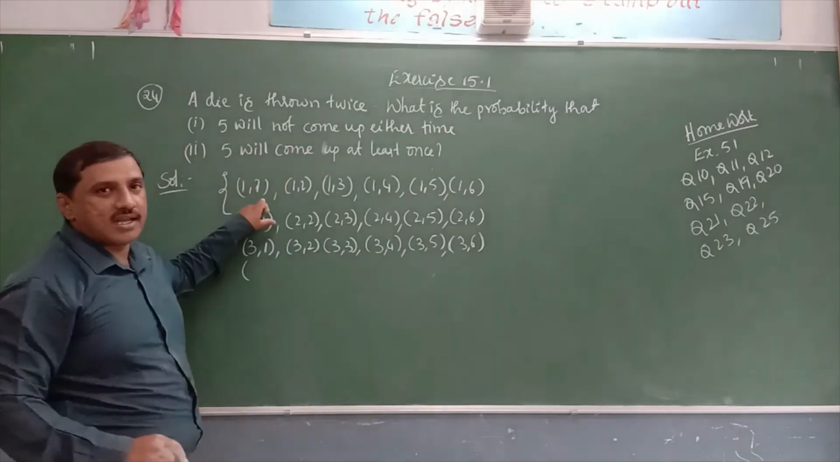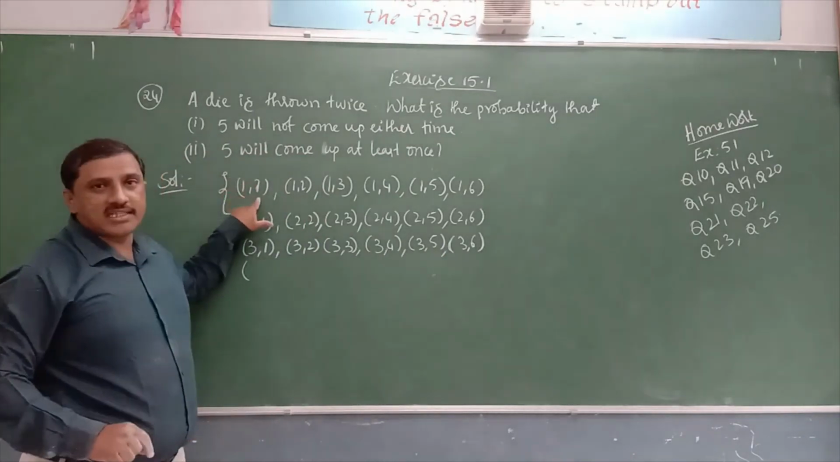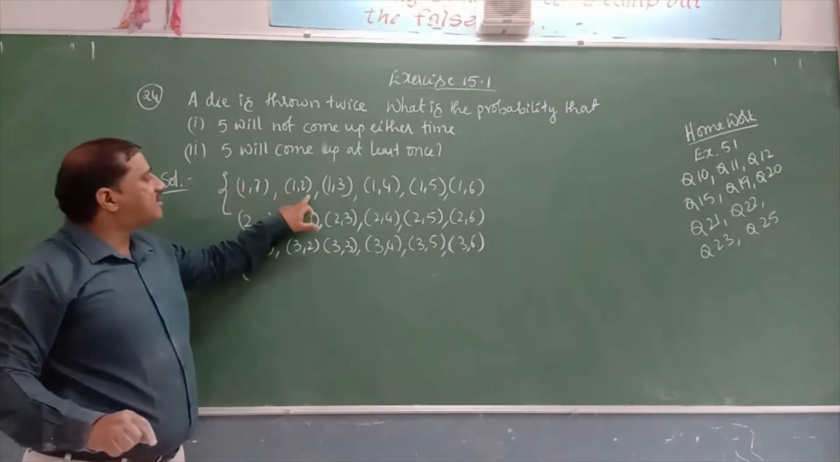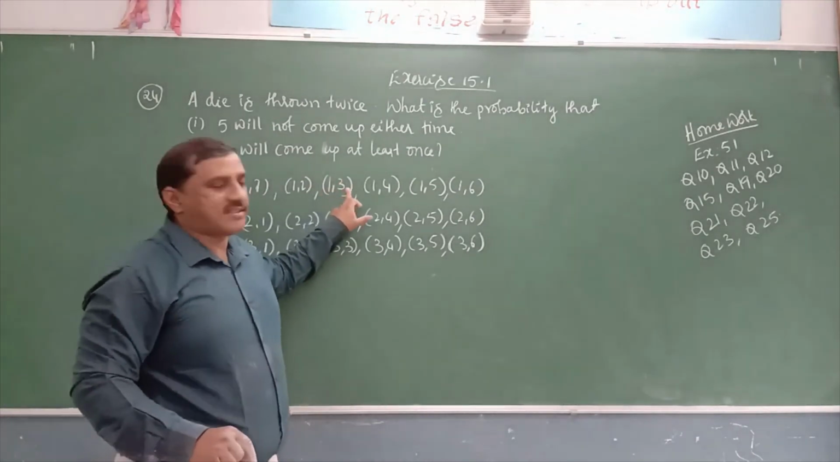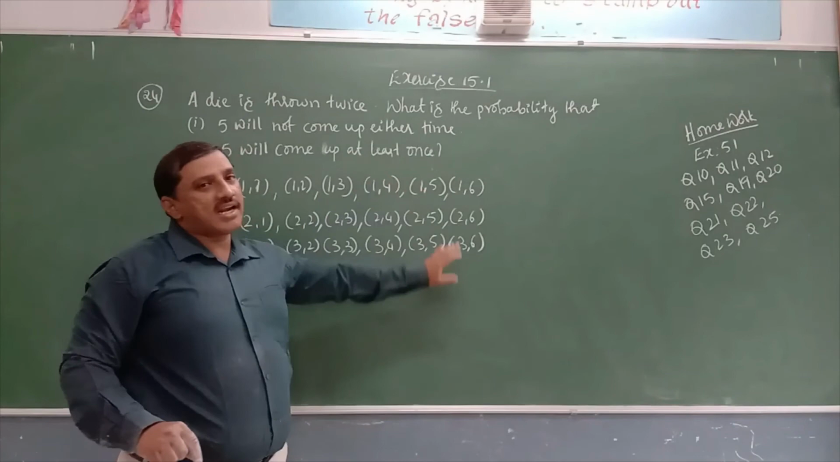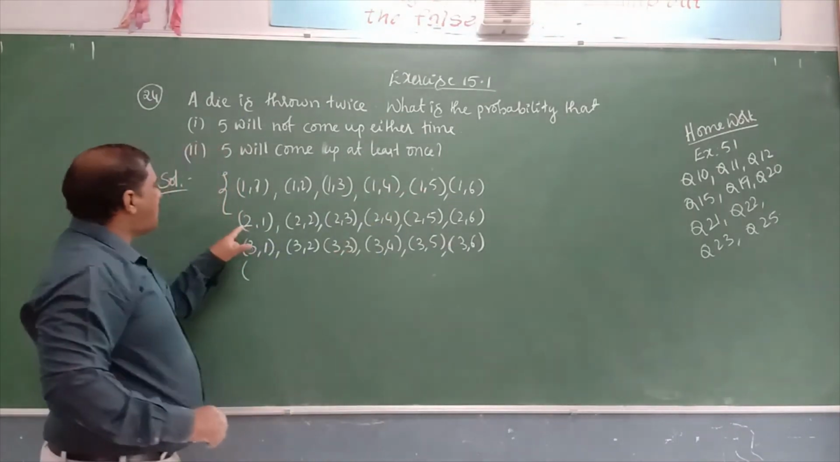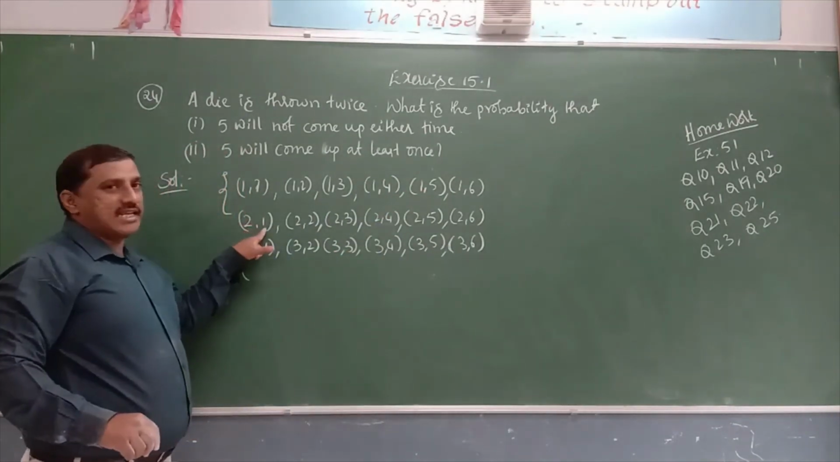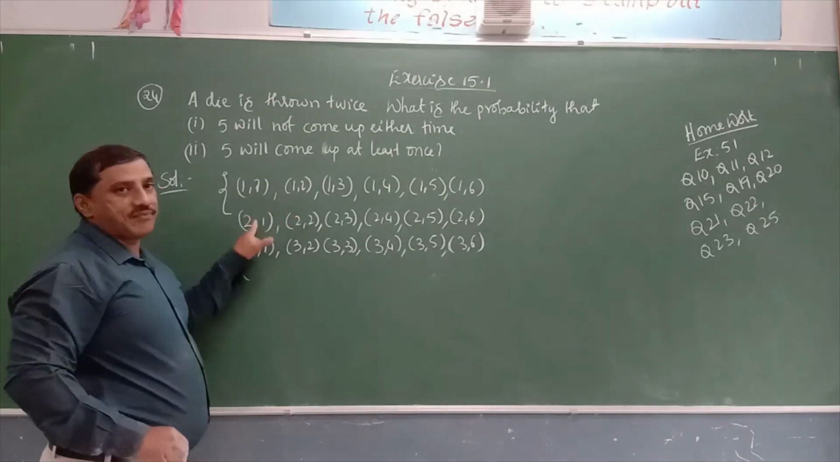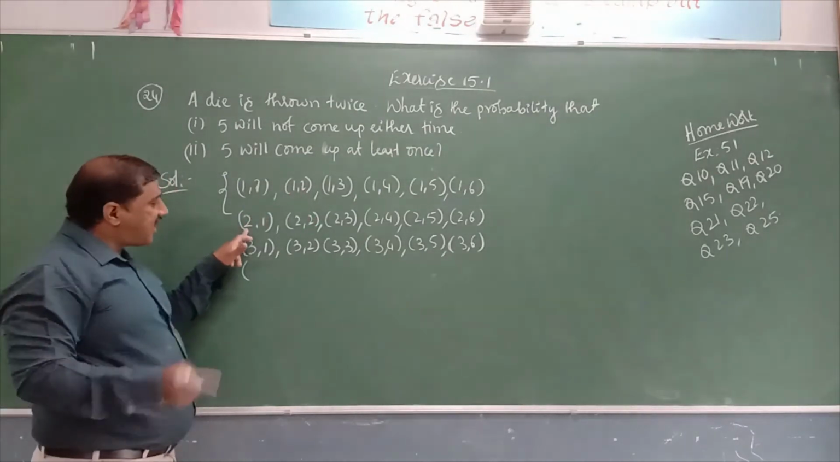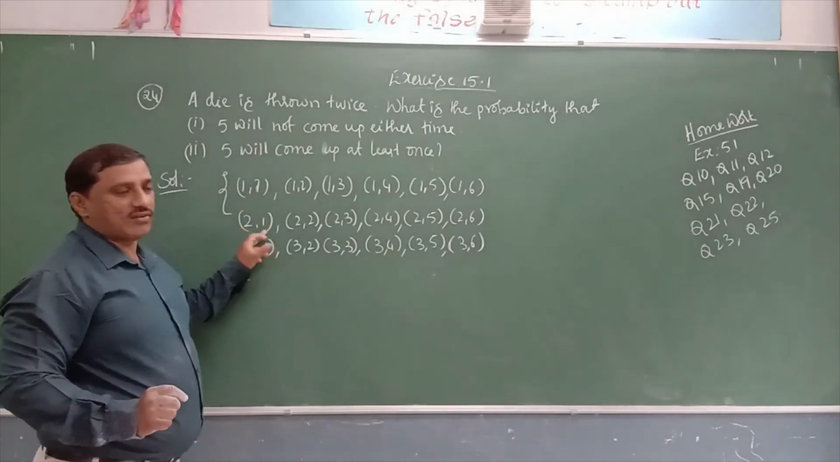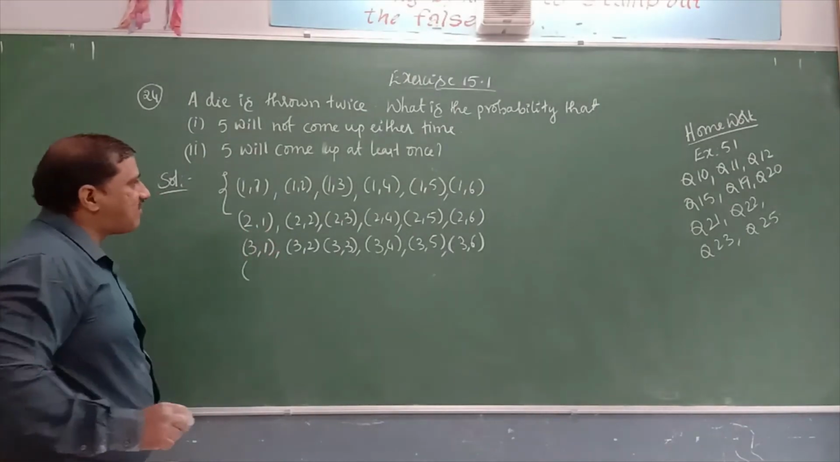1,1 means the first die is 1, the second die is also 1. First die is 1, second die is 2. First die is 1, second die is 3. First die is 1, second die is 4. Like this. Again here, first die is 2, second die is 1. These two are different. Here the first die is 1, second die is 2, and here the first die is 2, second die is 1. Like this, they have different meanings.